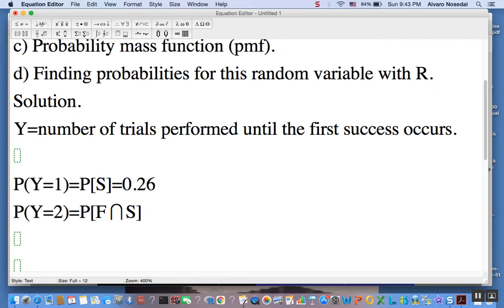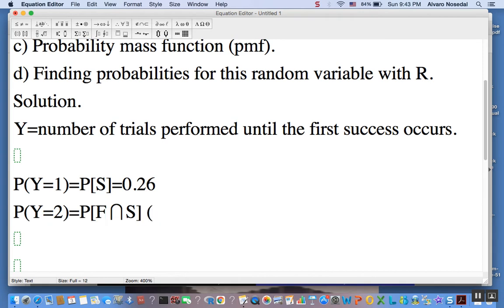You agree? Now, remember that we had this assumption that soft drink users were independent. That's our assumption. That assumption is going to be very useful here, because by assumption of independence, the probability of that intersection is going to be the probability of F times the probability of S.